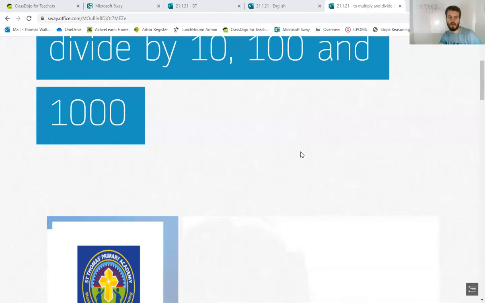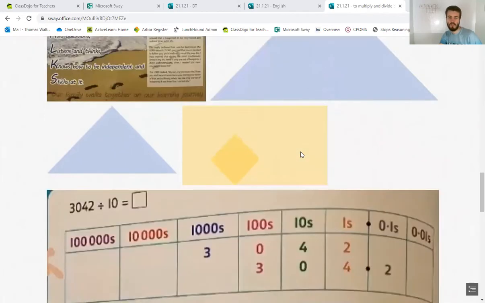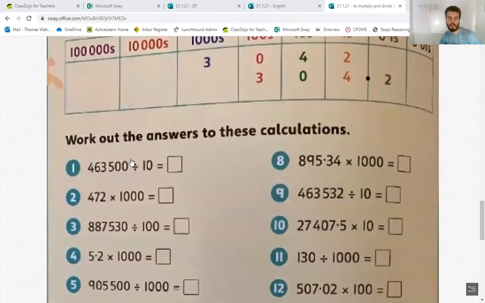So when we multiply and divide by 10, 100 and 1000, we have to use these place value grids if we are getting stuck. So the first one is 463,500. So I'm going to put that into my grid. And then I know when I'm dividing, my number's going to get smaller. So I'm going to move it towards my ones.